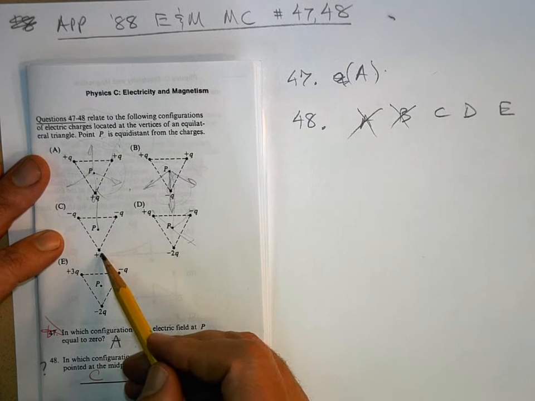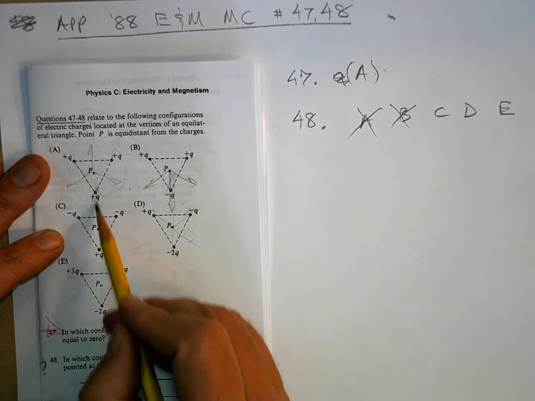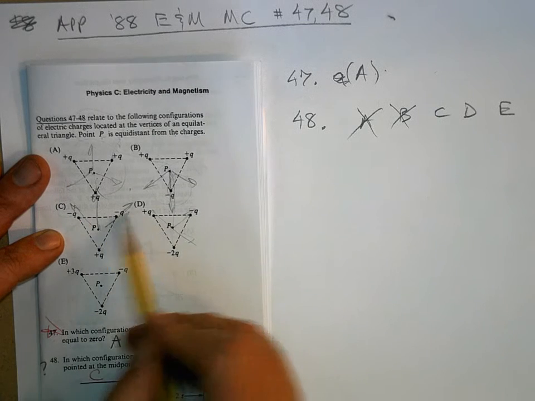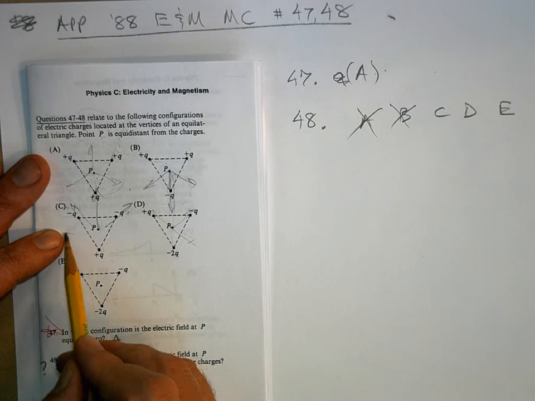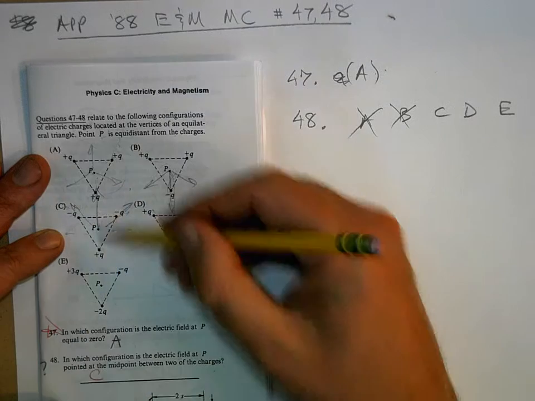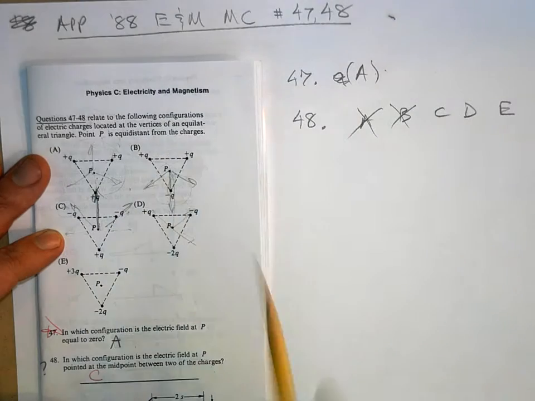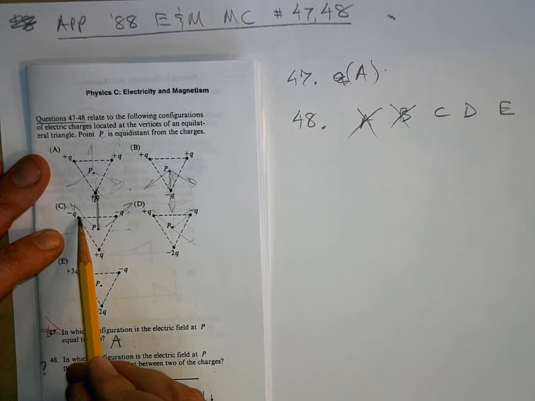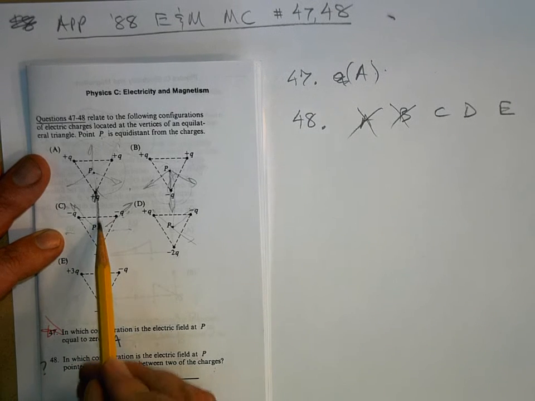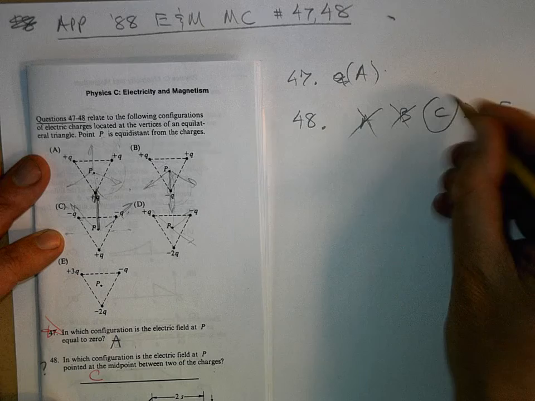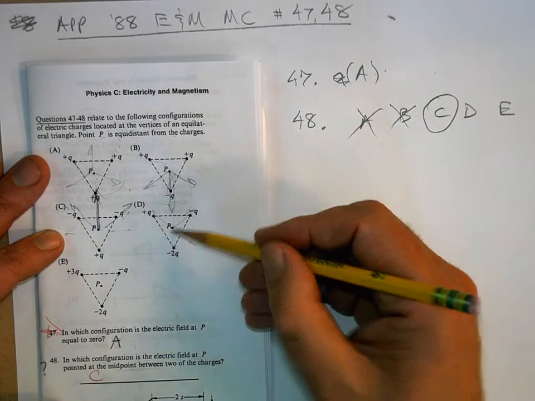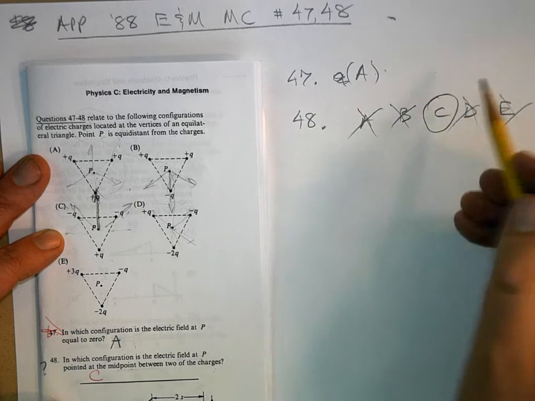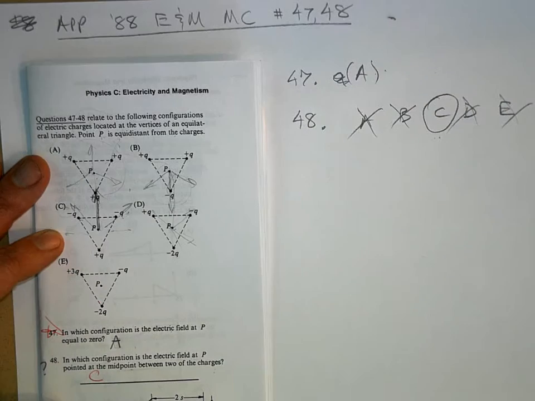Let's look at C. Okay, it's getting pushed up, and it's also getting attracted this way and attracted this way, but for these two, the horizontal components cancel, so they're vertical. So look, this is getting pushed straight up, and is that pointed at the midpoint between two of the charges? Well, here's two of the charges, here's the midpoint. Yeah, it's pointed right at it, so the answer is C. And you can see that D and E are kind of sideways, so they're not pointed at the midpoint between two charges. So that's why the answer is C.